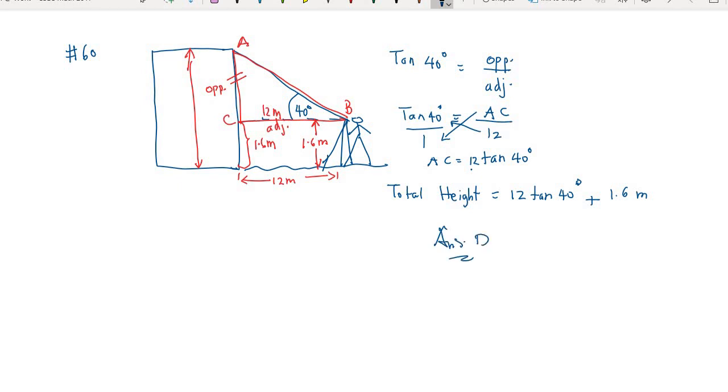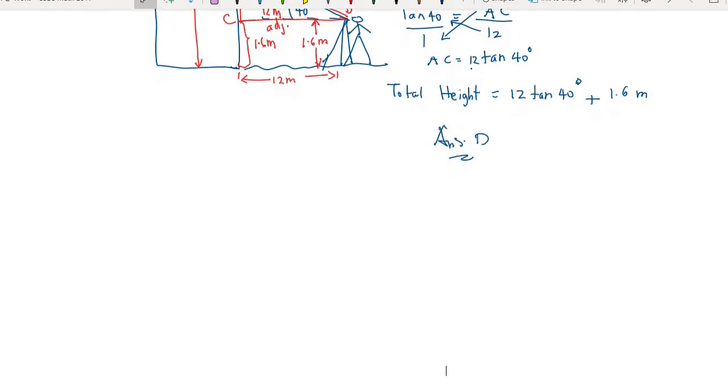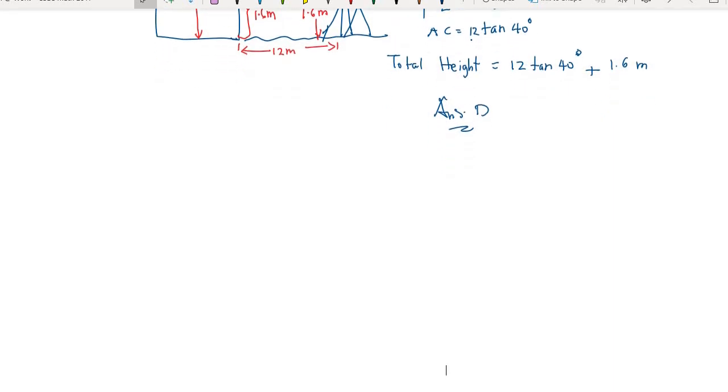So that will bring us to the end of this session where we looked at the solutions to our geometry and trigonometry questions for Paper 1, June 2017.